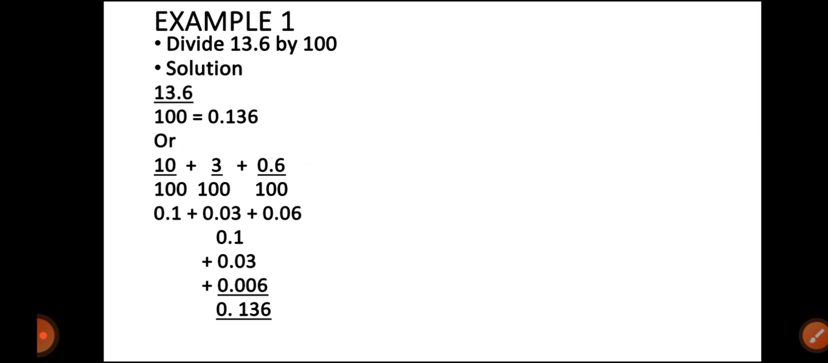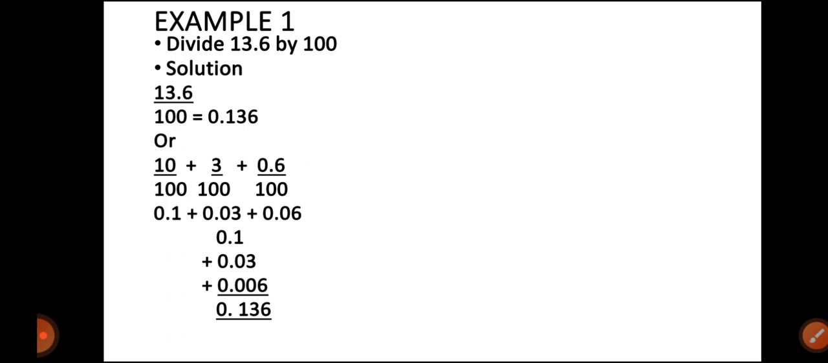Or you can use the expanded form method. 13.6 means 10 plus 3 plus 0.6. That means 10 divided by 100 plus 3 divided by 100 plus 0.6 divided by 100. 10 divided by 100 is 0.1. 3 divided by 100 is 0.03. And 0.6 divided by 100 is 0.006.